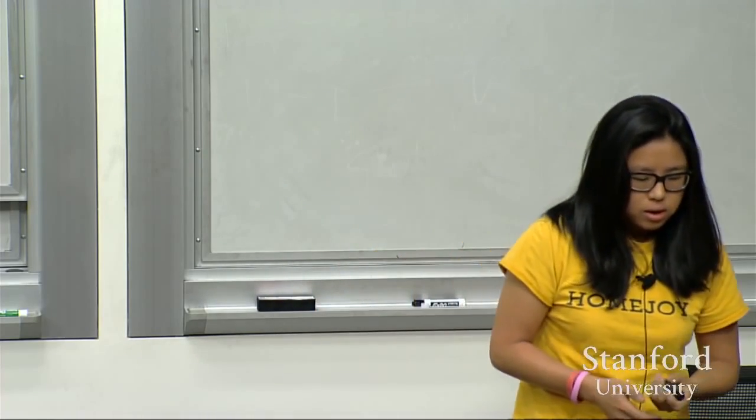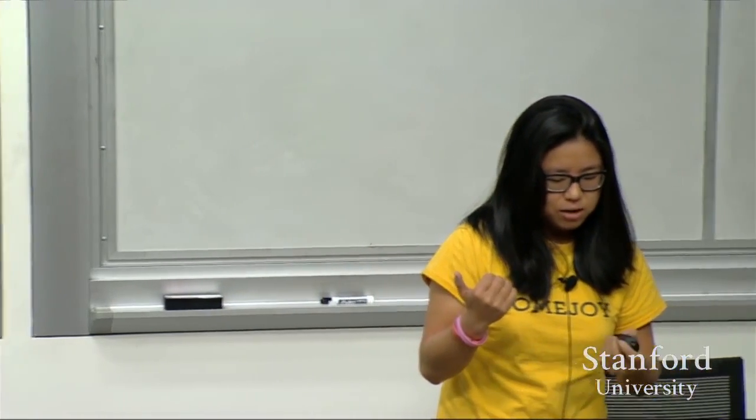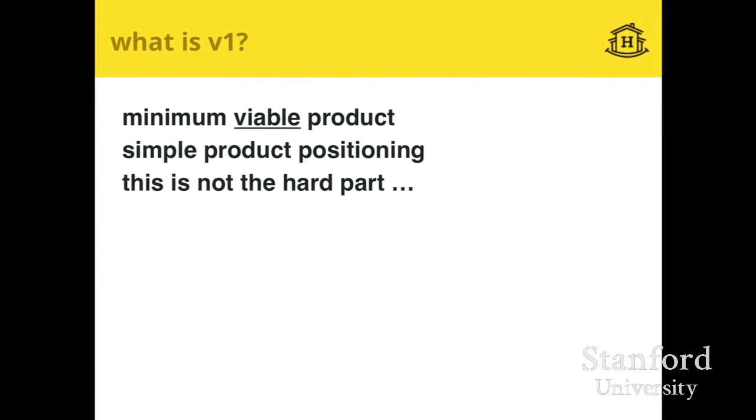So you have all these ideas in your head now. You kind of know what the core customer base you want to go after is, and you know everything about the industry. What do you do next? So you start building your product.